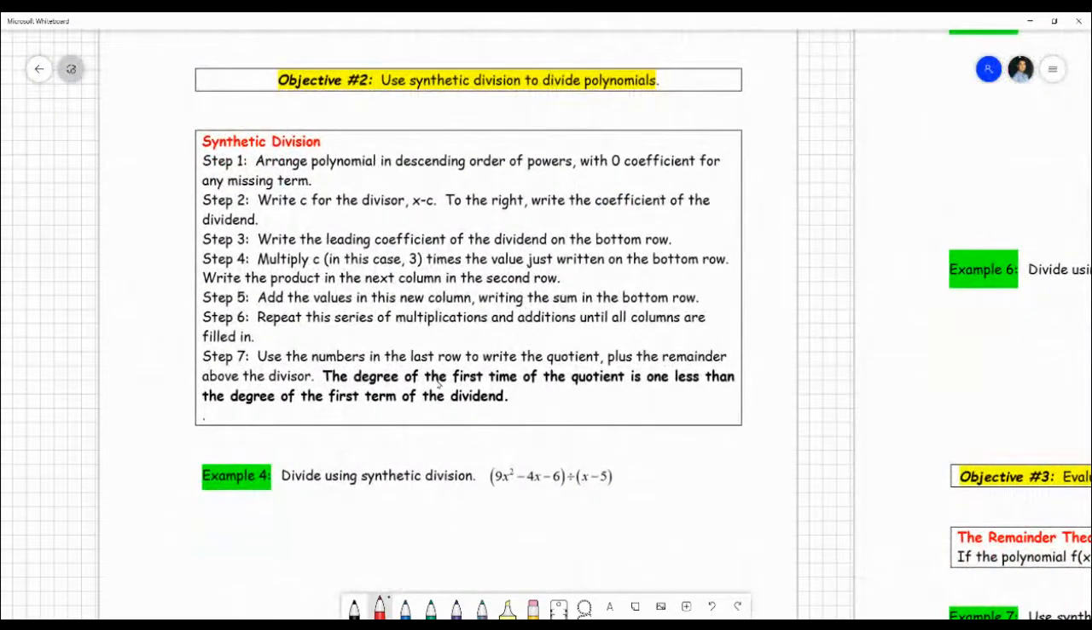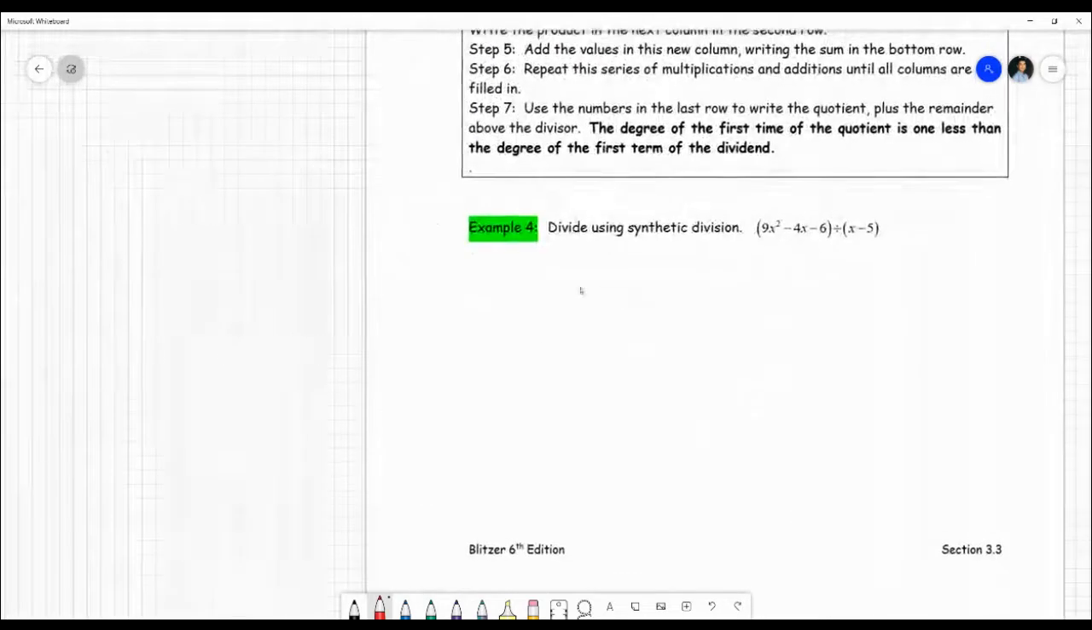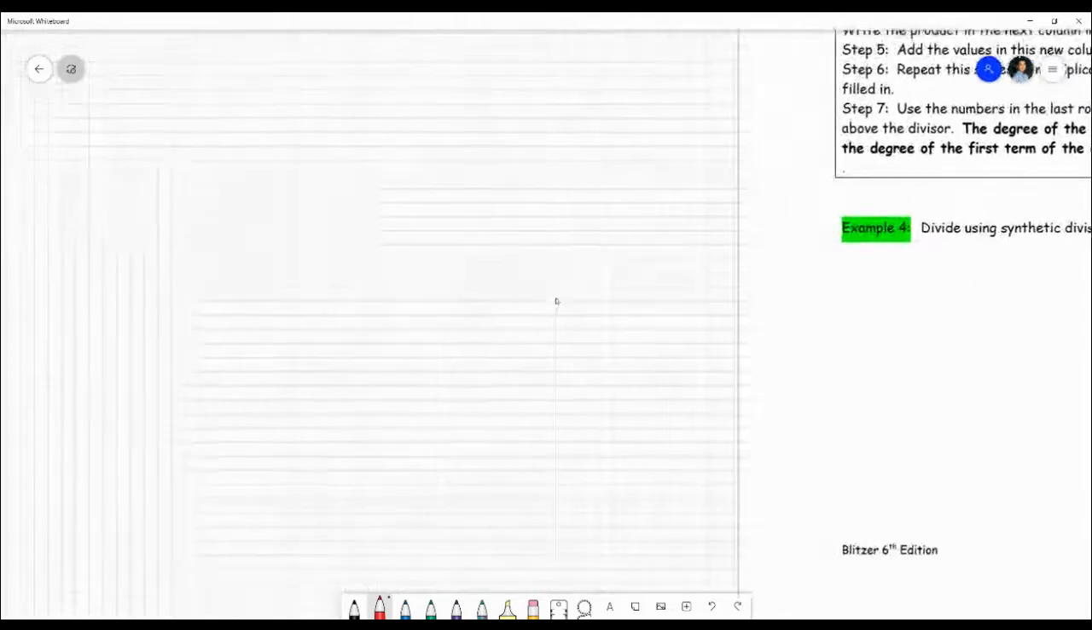Okay, so now I'm going to show you a quick way of doing long division, and that is called synthetic division. Now, we can only do this if our divisor is in the form of x minus c. So let's go over it over here.